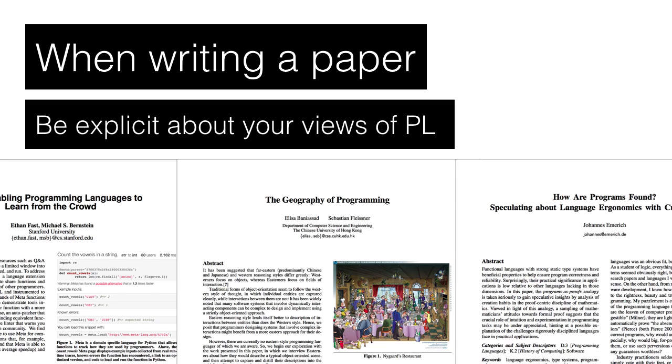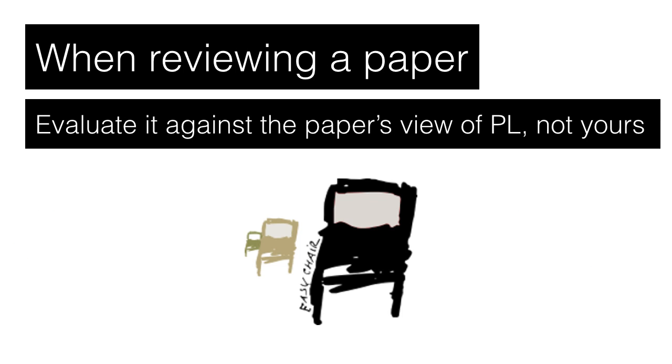And when you're writing a paper, try to be explicit about your views of programming languages. What epistemology or what definition or what metaphor are you using? Perhaps you're using multiple distinct ideas of what programming languages are. And then close the loop on that. When you're reviewing somebody else's paper, try to evaluate it against the paper's view of programming languages and not yours. Don't judge something as not science because it's not the epistemology that you use. Recognize that all of these demand different methods and different theories and different techniques.